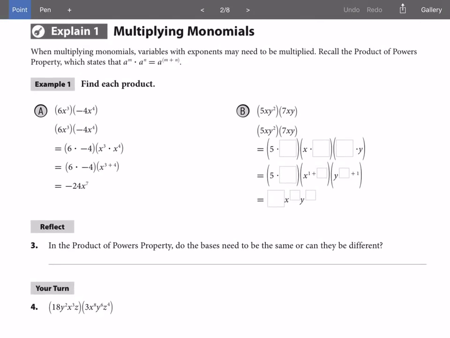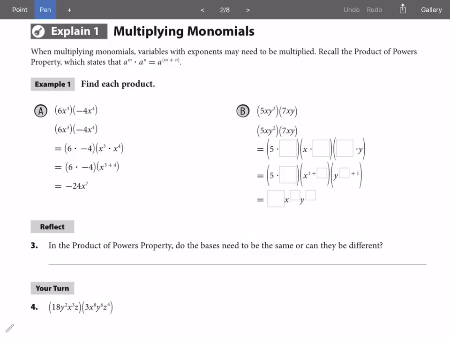And so we're actually going to go ahead and get started on page 848, and we're going to look at multiplying monomials. So again, when multiplying monomials, variables with exponents may need to be multiplied. Recall the product of powers property, which states that a to the m power times a to the n power equals a to the m plus n.